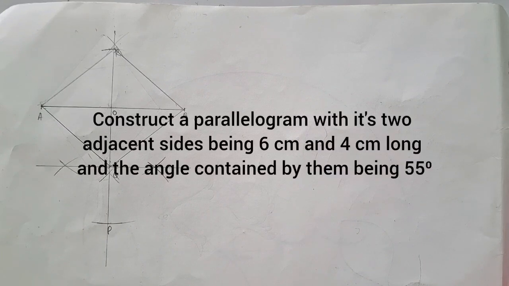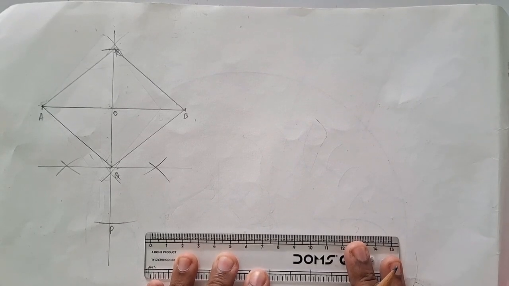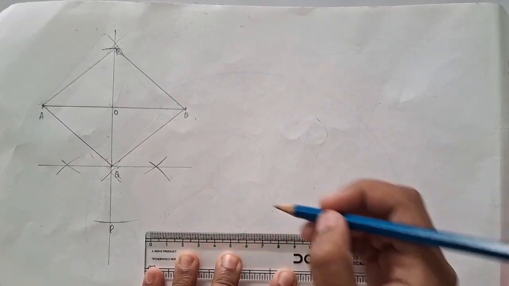Construct a parallelogram with its two adjacent sides being 6 cm and 4 cm long and the angle contained by them being 55 degree. This is a very easy construction. So first I am making a line which is 6 cm long.